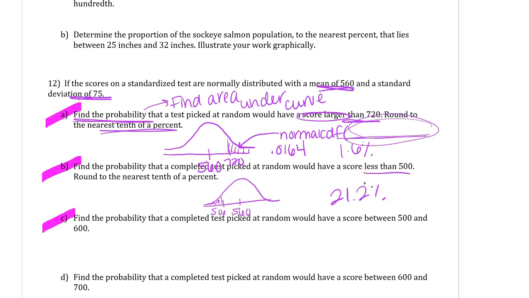And then the same idea for C. You want to be between 500 and 600. The only difference there is that your lower bound is 500, your upper bound is 600. I'm not going to do it. You get the idea, just calculator work. But when I'm asking for the probability, I'm asking for the area, which means you're using normal CDF.